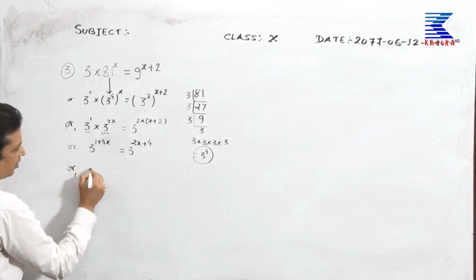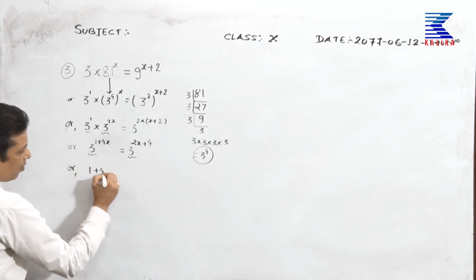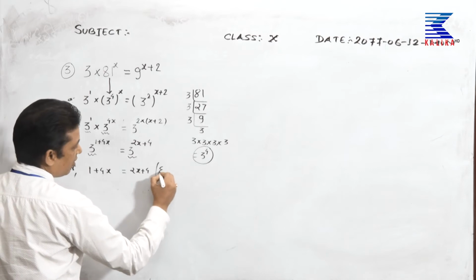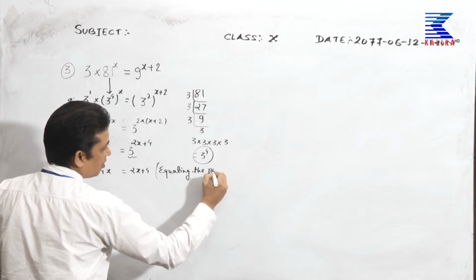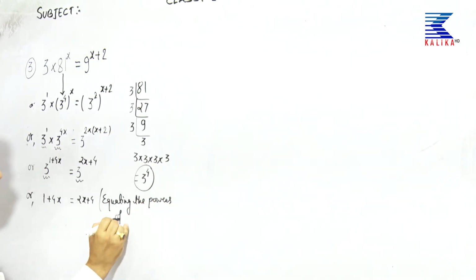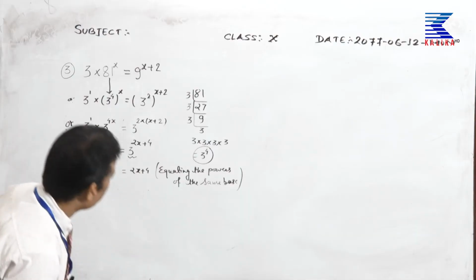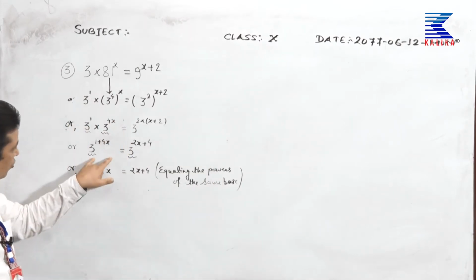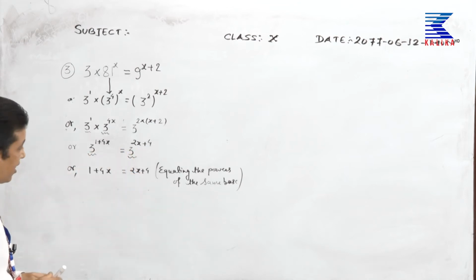3 is here, 3 is here, the base is the same on both sides. So, equating the power with the same base, what we did here? Equating the exponent of the same base. So, remember this fact, this is one of the important facts. When two bases are the same, we can say that their powers should be equal.